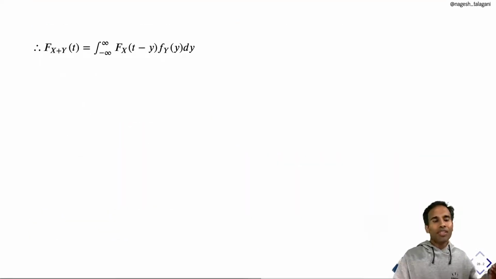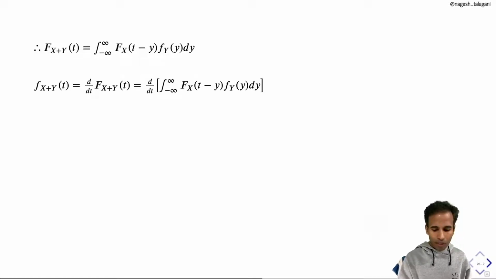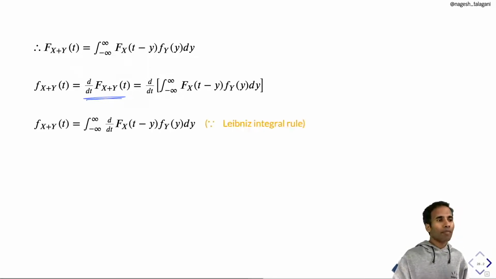Now we can differentiate the CDF of x plus y with respect to t to get the PDF of x plus y. That means we have to differentiate the same thing on the right hand side. Here we can perform this differentiation under the integral sign because of the Leibniz rule. Here we are differentiating with respect to t, so only this capital Fx involves t. That's why we have to differentiate only this.